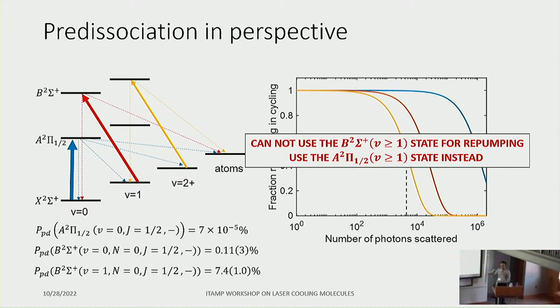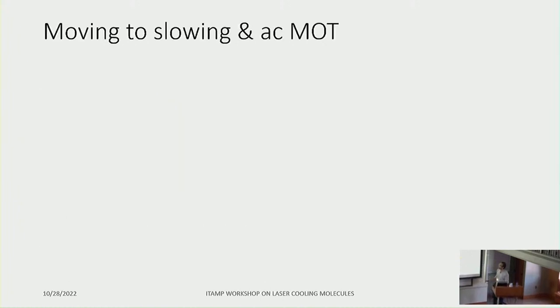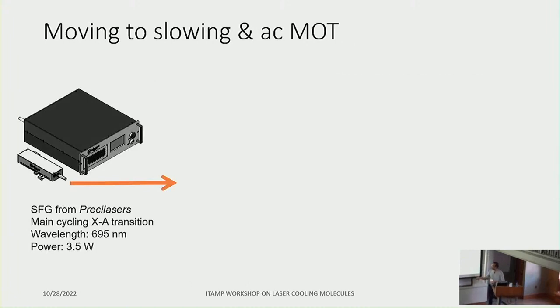So that's what we have decided is the proper way forward to reach a MOT of CaH molecules. So that's where we are headed right now. In fact, we just received our high-power cycling laser from Precilasers that can get us 3.5 watts at our X-A transition. So we are very excited about that.